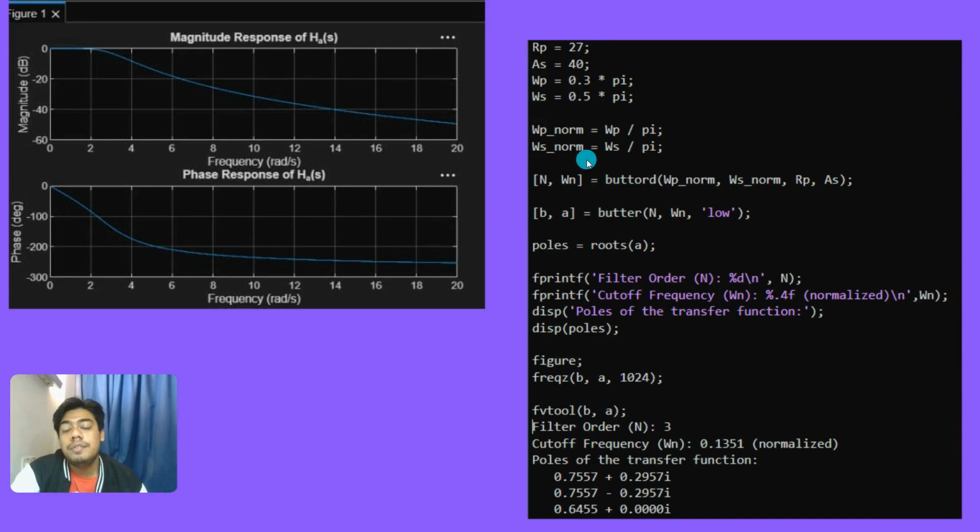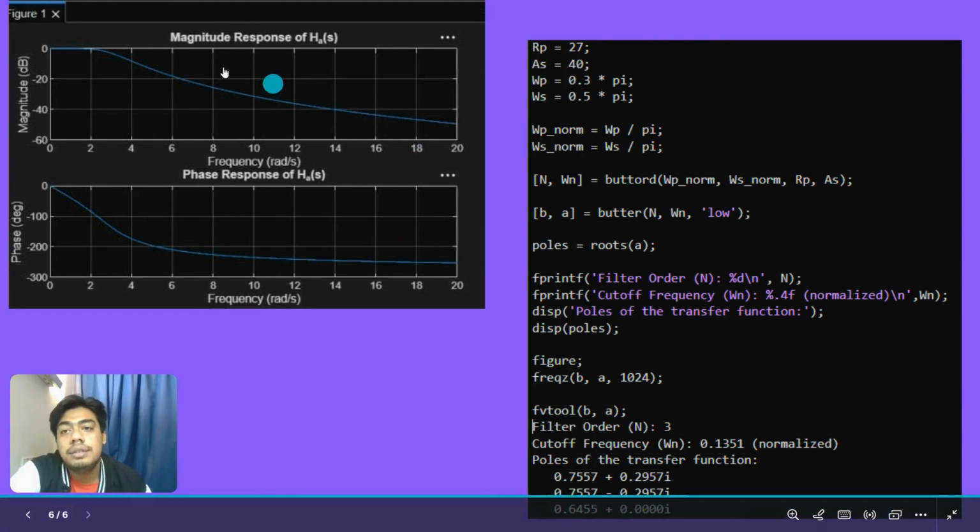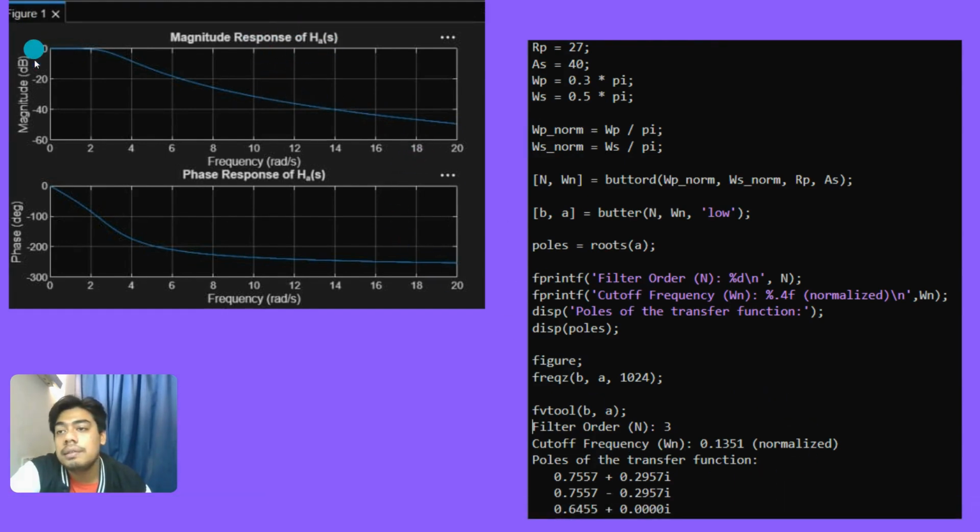Now we go to the MATLAB part, the coding part. By using this coding, we get a magnitude response and phase response. We will answer like this.